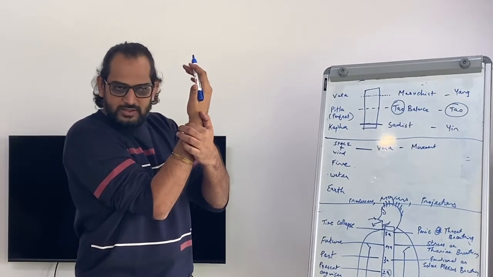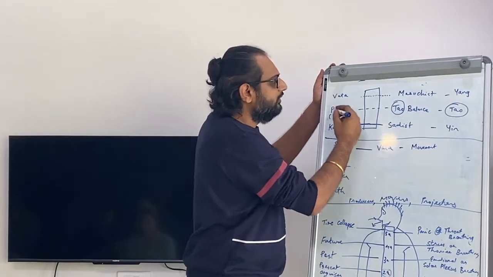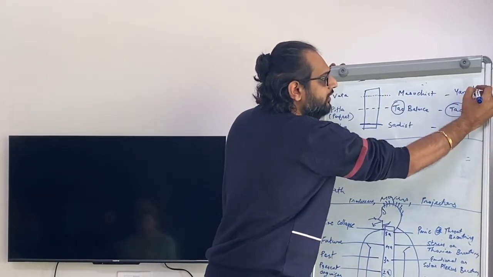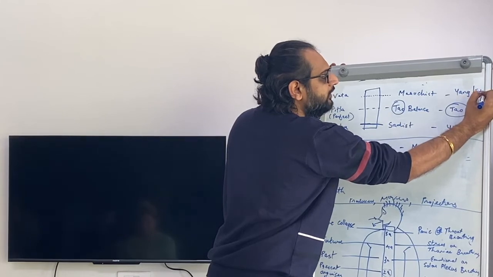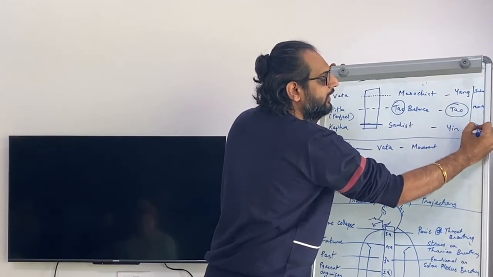So the first one is what? The vata finger. I will write it here. Index, middle finger, ring finger. Correct?